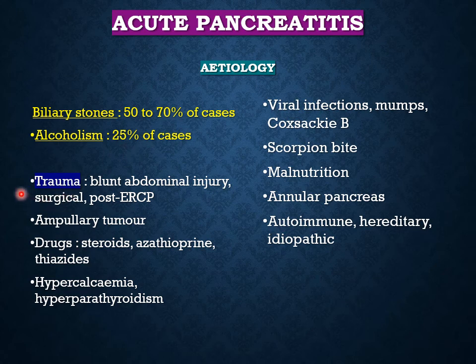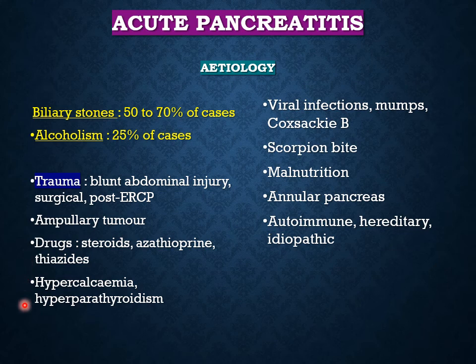And others include trauma, such as blunt abdominal trauma, resulting in injury to the pancreas and the pancreatic ducts. Surgical trauma, especially post-operation in the region of the pancreas, and also post-ERCP, which is becoming an important cause of acute pancreatitis due to the wide use of ERCP these days. Ampullary tumors, by blocking the pancreatic duct, can lead to acute inflammation and acute pancreatitis. Certain drugs such as steroids, azathioprine, and thiazides are three notable groups of drugs that can cause inflammation.